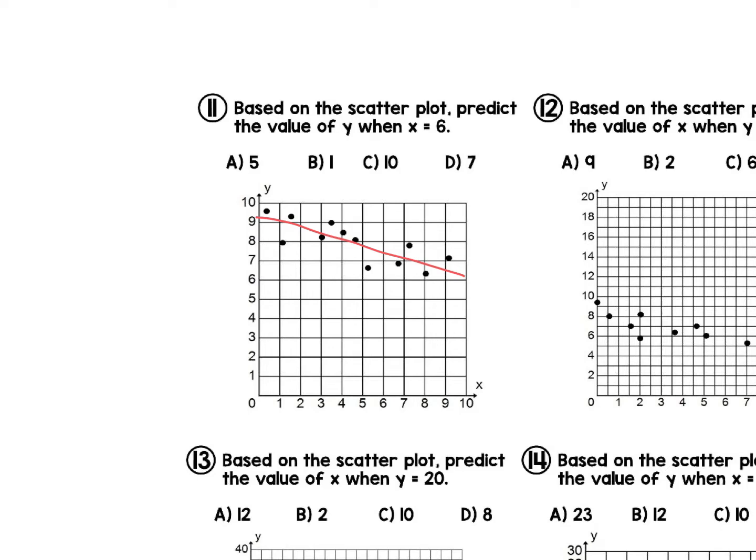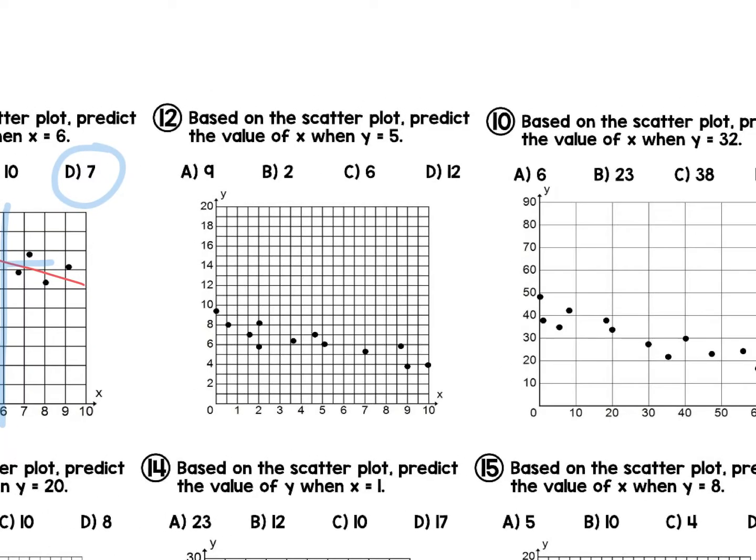Okay, once we've done that, then we'll make our prediction. What's the value of y when x is 6? So x is 6 right here, so it's going to be somewhere here, so maybe 7. That looks like the closest one.